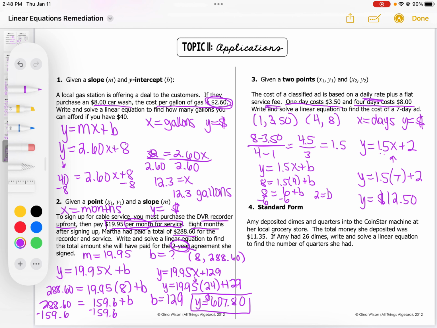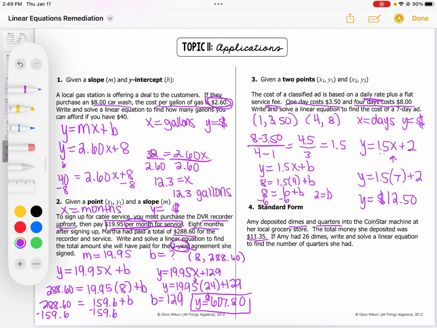So if you struggle with that, here's another recap. Amy deposited dimes and quarters into the Coinstar machine at her local grocery store. The total money she deposited was $11.35. We need to create an equation first and then solve a problem.